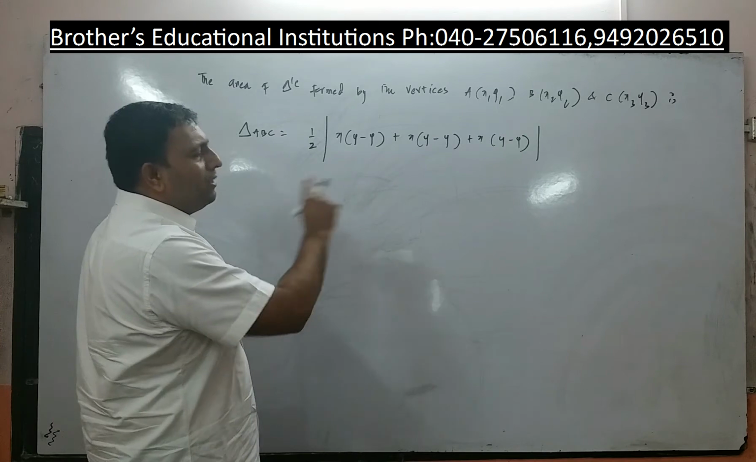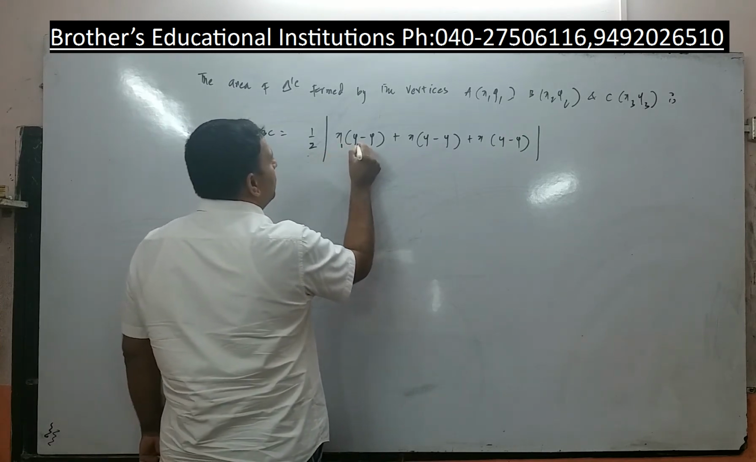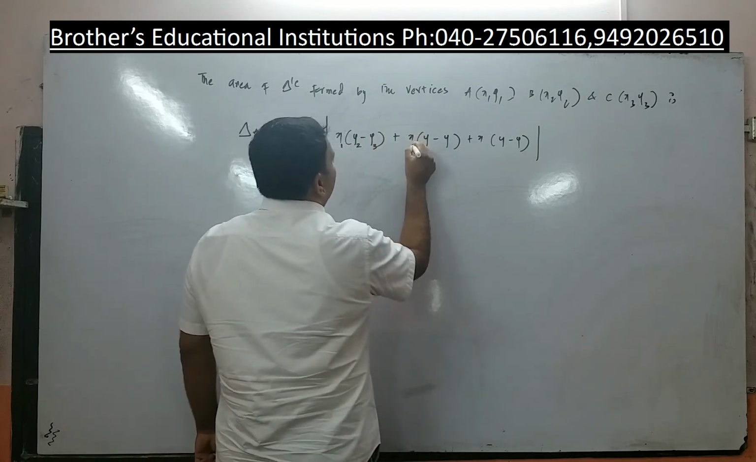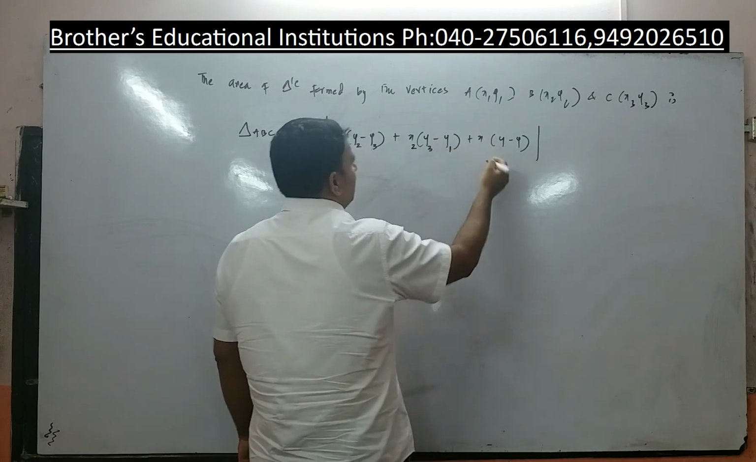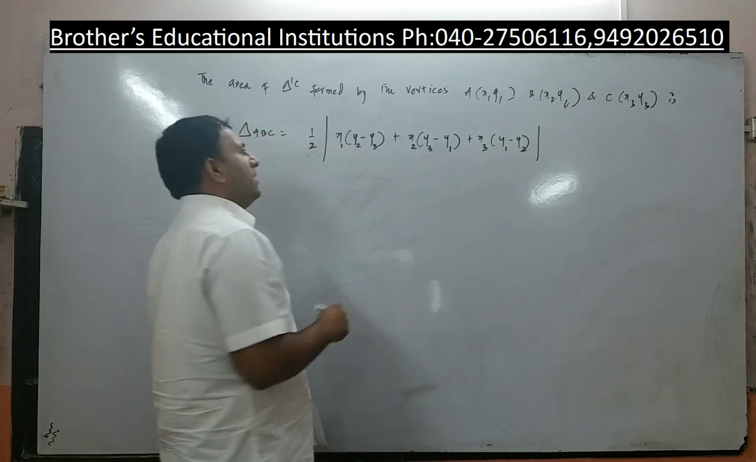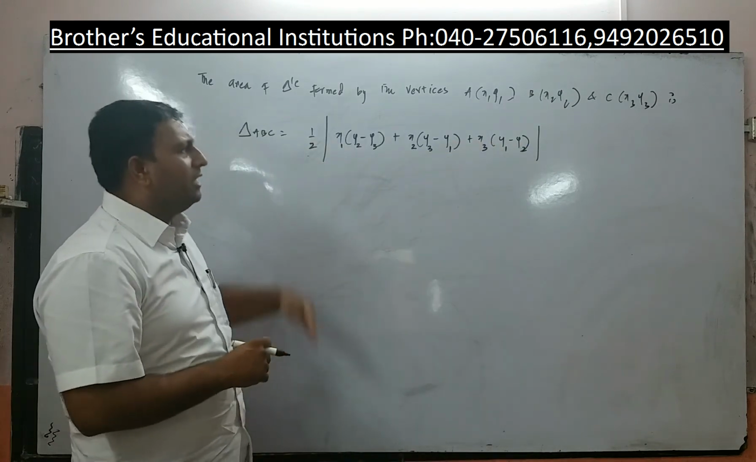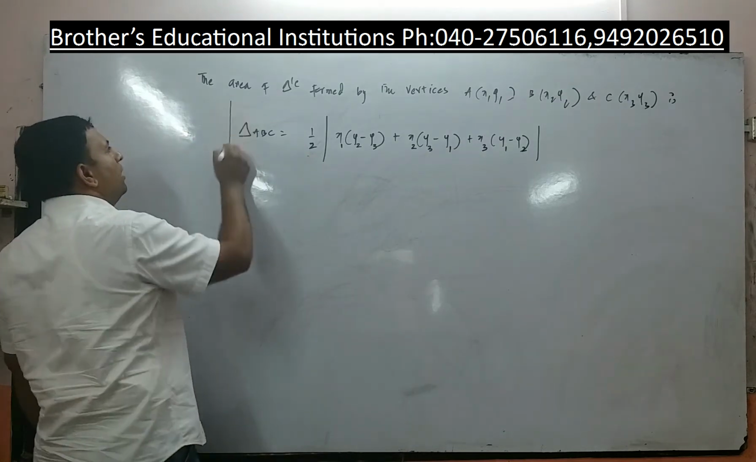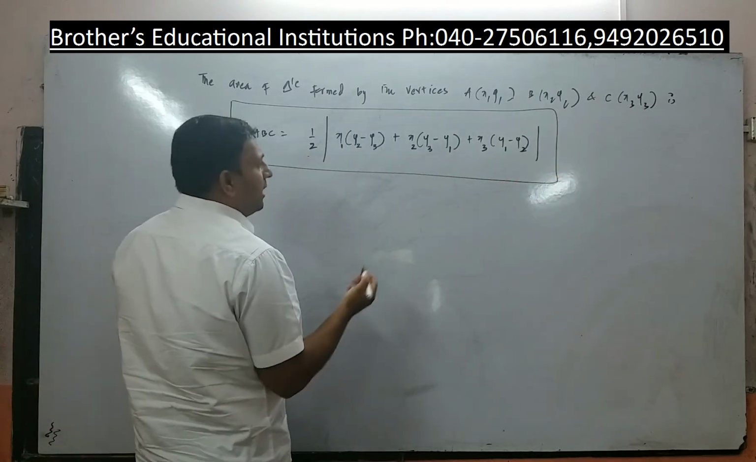Don't worry, I am giving you a technique to remember this formula. Half modulus x1 into (y2 minus y3) plus x2 into (y3 minus y1) plus x3 into (y1 minus y2). So once you remember that, it is 1 2 3, 2 3 1, 3 1 2. Very easy to remember the pattern in the examination also. You will not get confused, right? So this is a formula to find the area of the triangle when vertices are given.